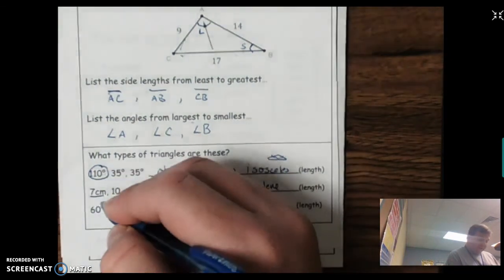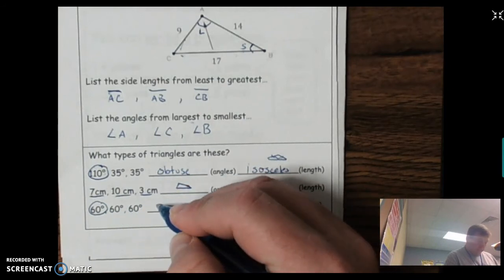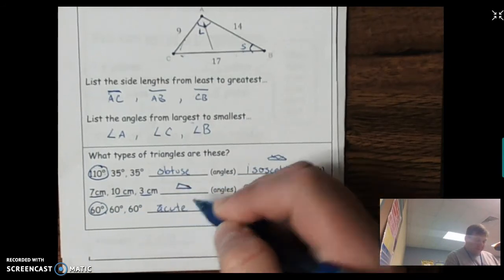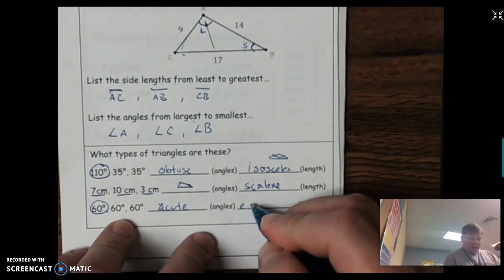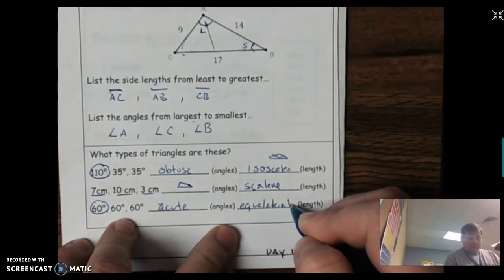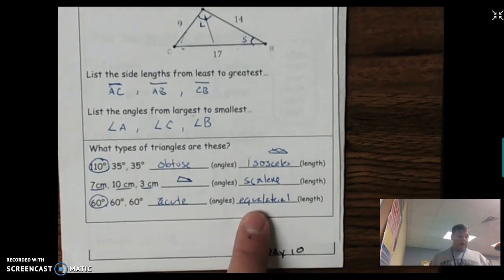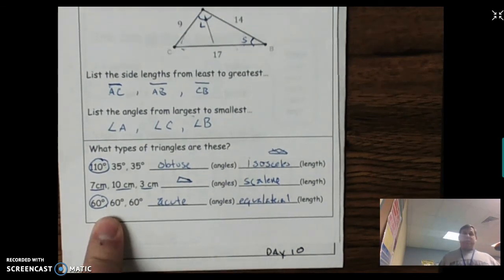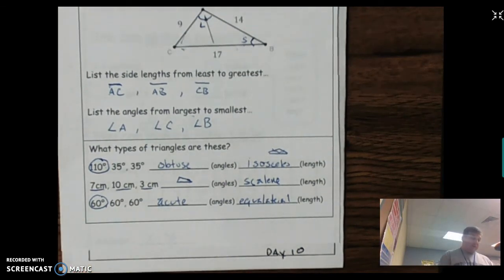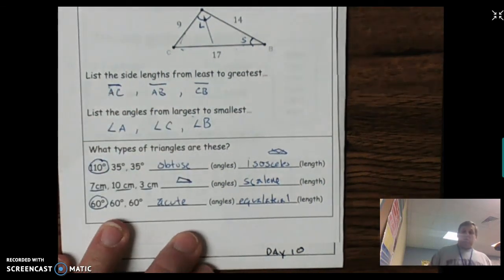60, 60, 60, so I'm going to look at my smallest angle. It is acute. I have one angle that is acute, which means less than 90 degrees, and it is equilateral. Because what you may not know is if all the angles are the same, then all the sides are the same as well. So an equilateral triangle has equal sides, equal angles. And that's it for our notes for triangles. All right.